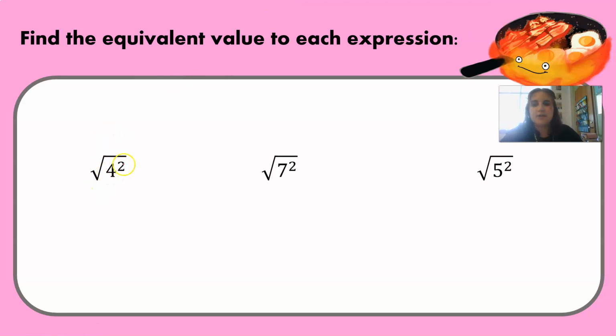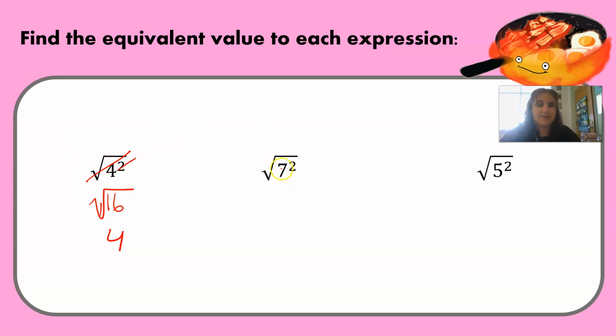So the square root of 4 squared. Okay, 4 squared is 16, and then I still have my square root. The square root of 16 is 4, and that's because 4 times 4 is 16. I also could have done this quickly by seeing that the square root and the squared cancel each other out.